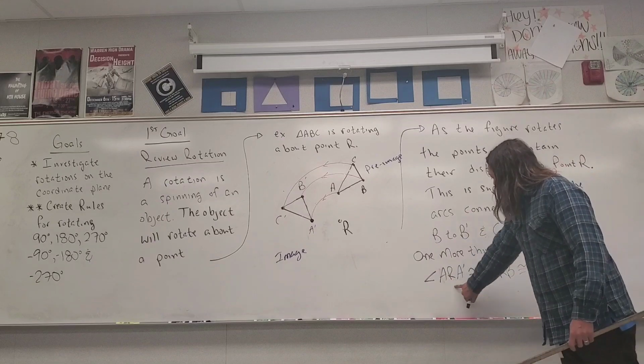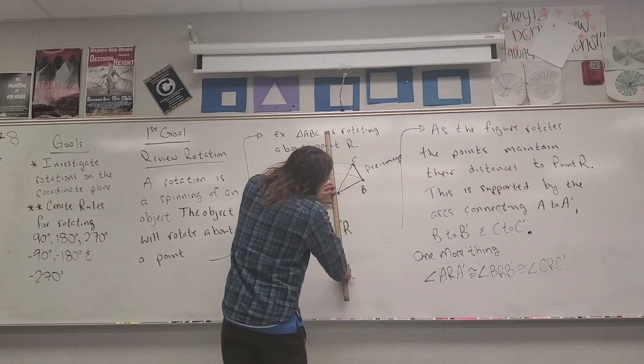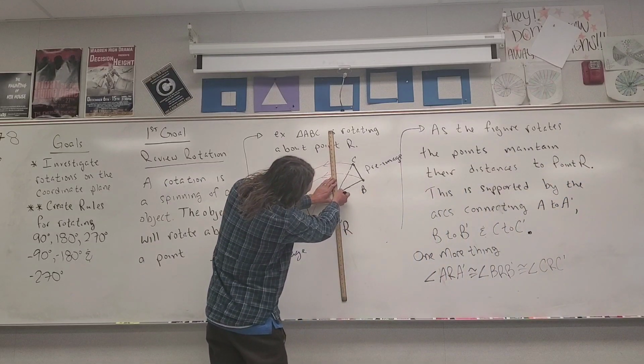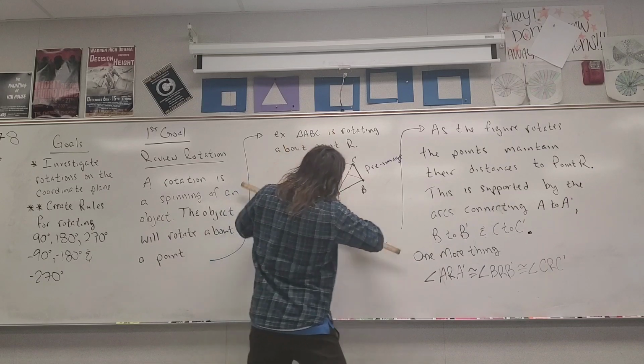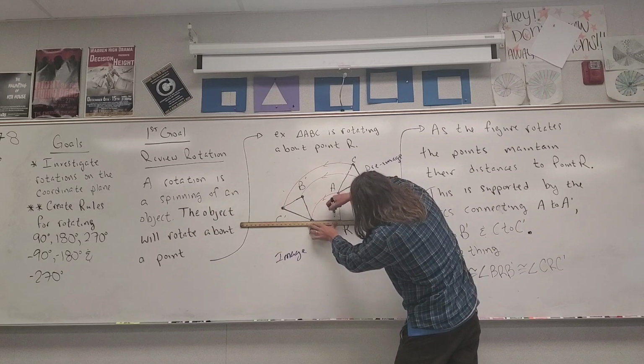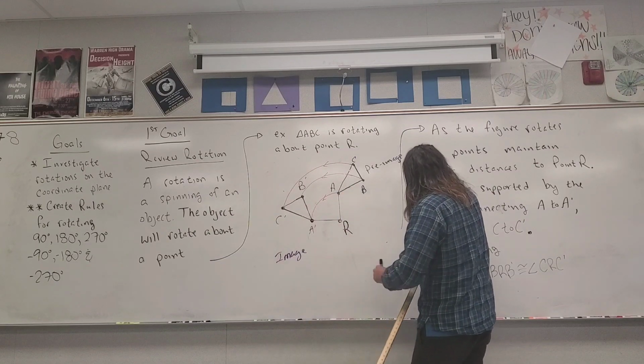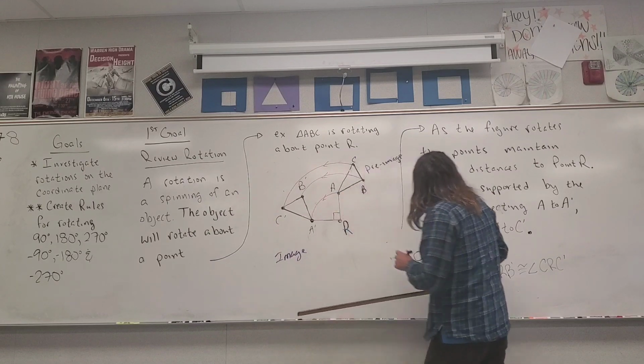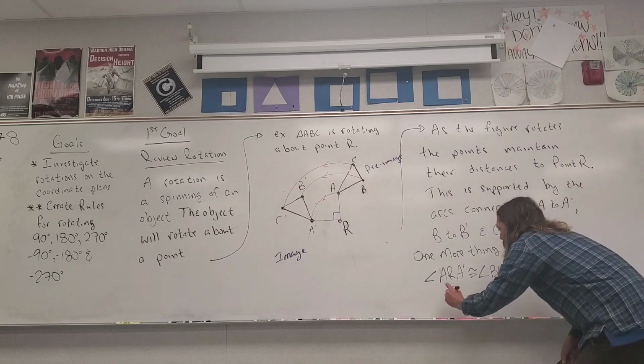So I'll show you that angle AR A prime should roughly be a right angle, which is what I tried to do when I did this lesson. So I wanted this angle to be as close to a 90-degree angle as possible. So you can see that this is roughly 90 degrees.